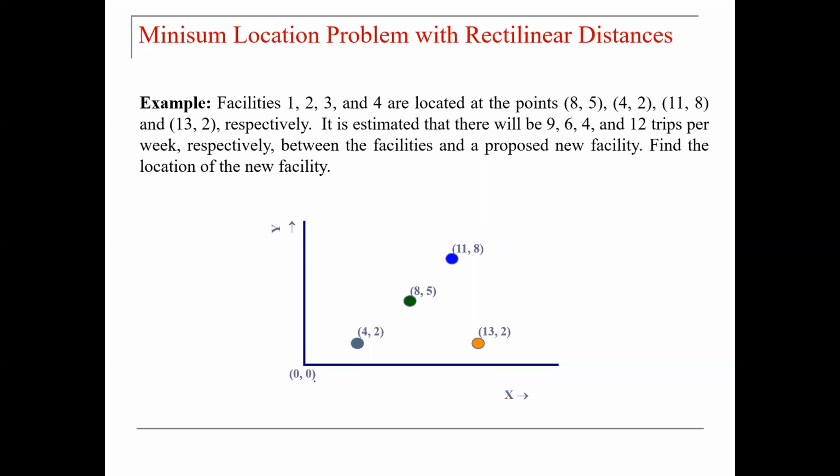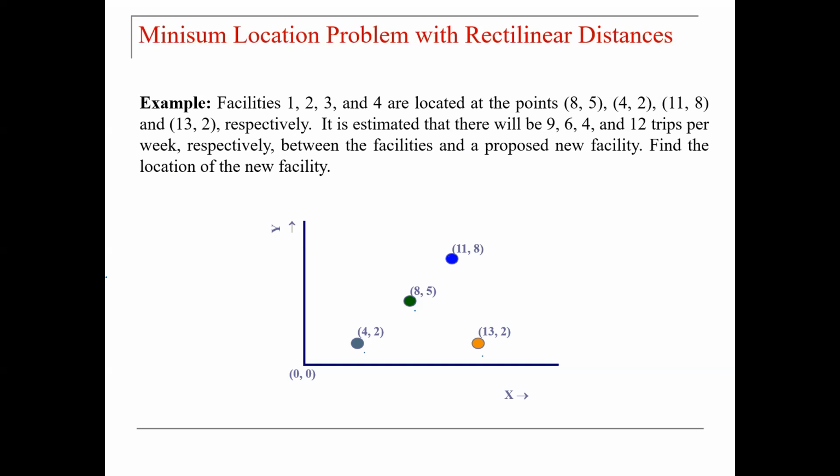So how can we use that information that I just discussed? Let's look at this example. In this example, we have facilities 1, 2, 3, and 4 located at points (8, 5), (4, 2), (11, 8), and (13, 2), respectively. So these are the locations of the facilities. These are existing facilities, and they are located on those coordinates. It is estimated that there will be 9, 6, 4, and 12 trips per week, respectively, between the facilities and a proposed new facility. Find the location of the new facility.